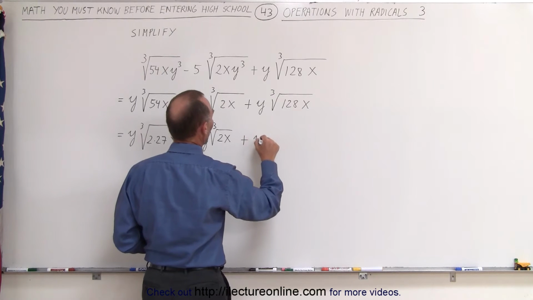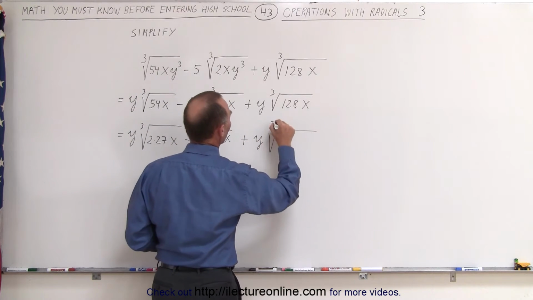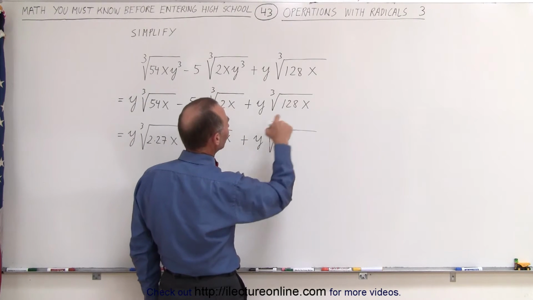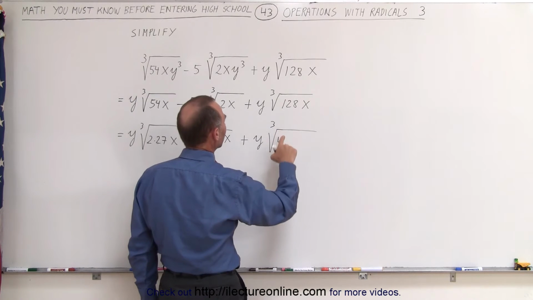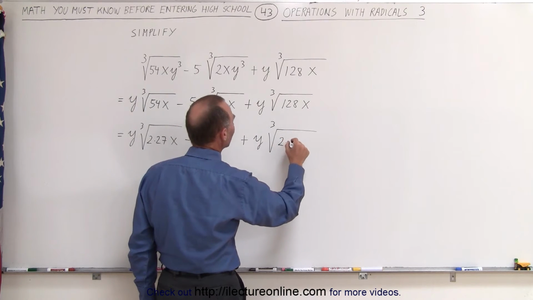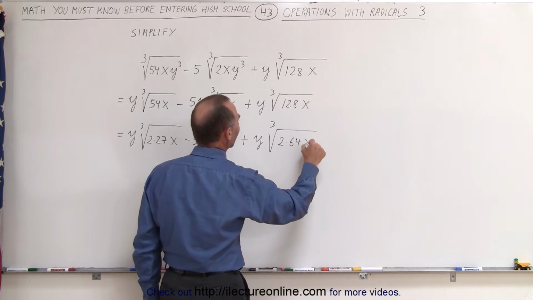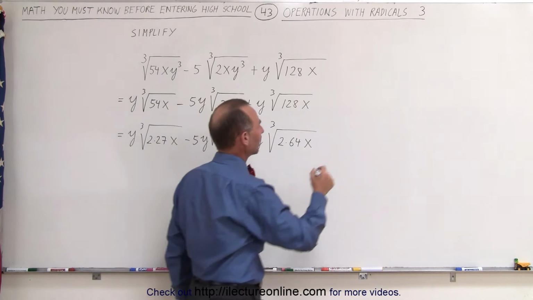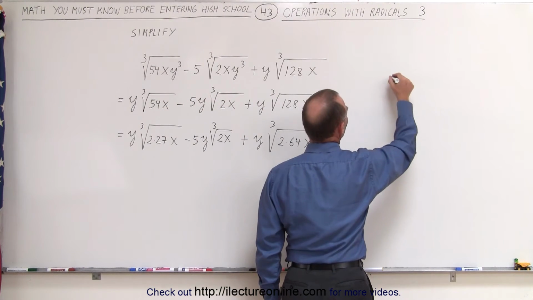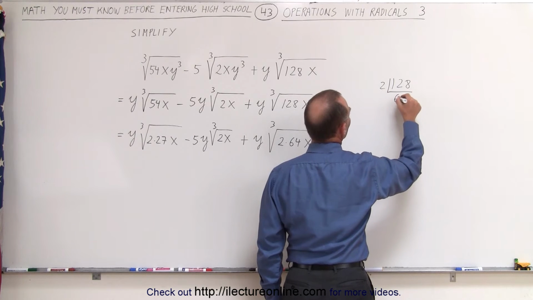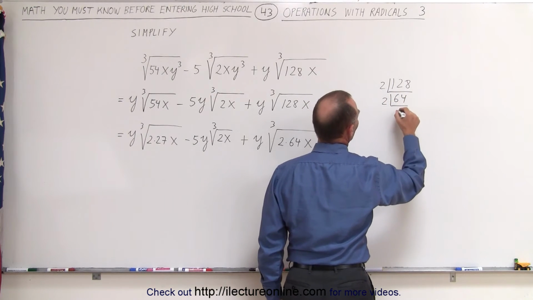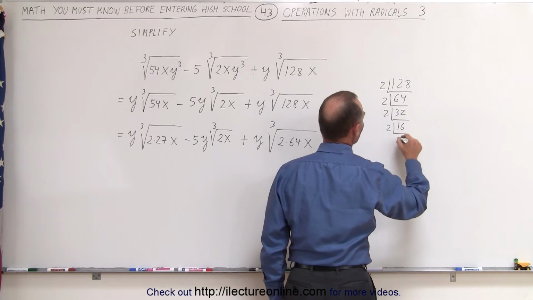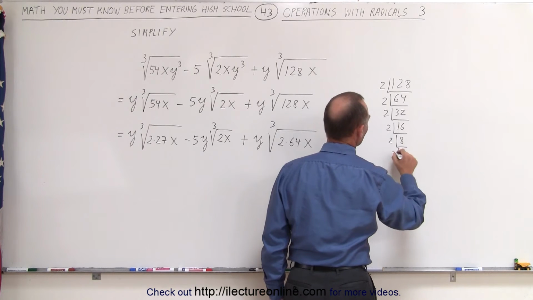And here plus y times the cube root of, and here we can write this as 4 times, let's see here, 4 times 62. Let's take that back. How about 2 times 64 times x? 64 is not the right thing that I wanted. Let's see what we can do with 128. 128 can be divided by 2 to give us 64, divided by 2 to give us 32, divided by 2 to give us 16, divided by 2 to give us 8, divided by 2 to give us 4, divided by 2 to give us 2.